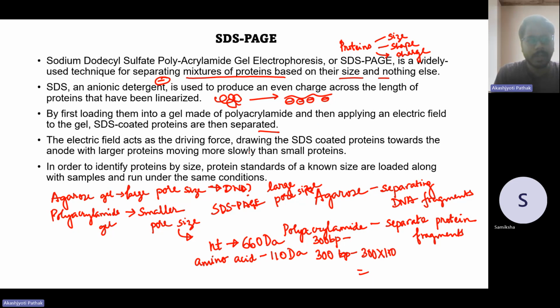In order to identify proteins by size, protein standards of a known size are loaded along with the sample and run under the same conditions. So you have a ladder, and the ladder has proteins of different molecular weights. Alongside the sample, you run a protein ladder, and by comparing the ladder with your protein sample, you can estimate the size of the protein, whether the protein that you have expressed has the required molecular weight, or whether your protein has expressed at all. All these things you can analyze.